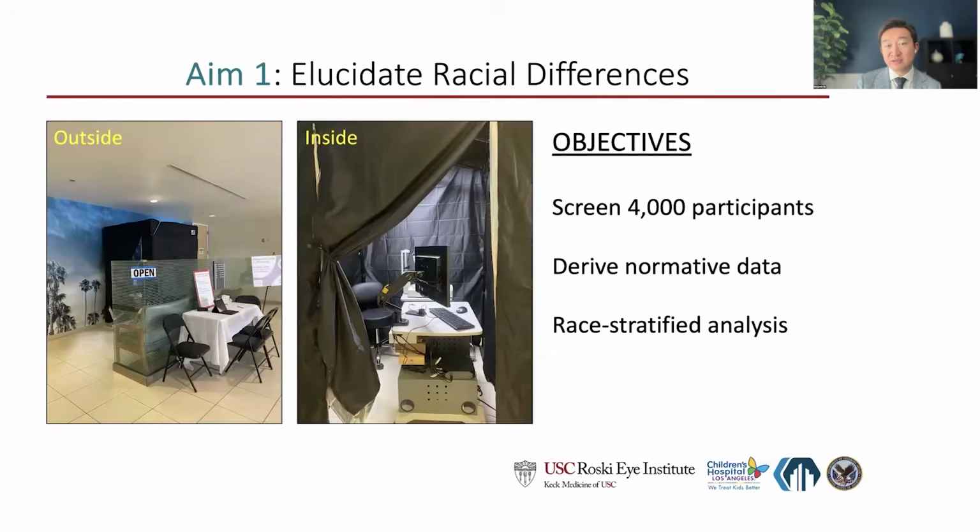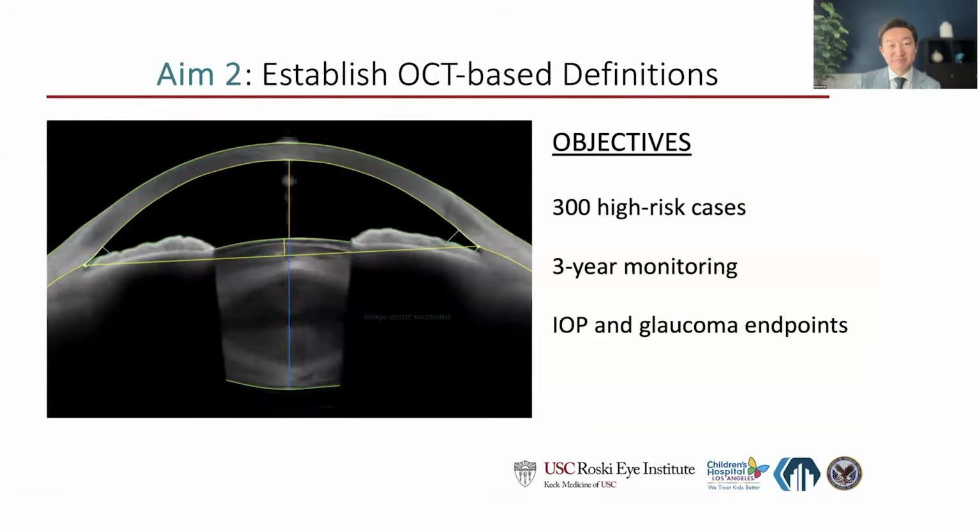This study has 3 primary aims. The first aim is to elucidate racial differences in primary angle closure glaucoma prevalence. We know that PACG is most common in Asia, but it's also very common amongst Hispanics and Black Americans. The exact cause is not known. And so what we're doing is that we are screening 4,000 participants, and we're deriving normative data to help understand the differences in anatomical configurations between people of different racial and ethnic groups. And we will then analyze this to try to correlate this with what we know about disease prevalence.